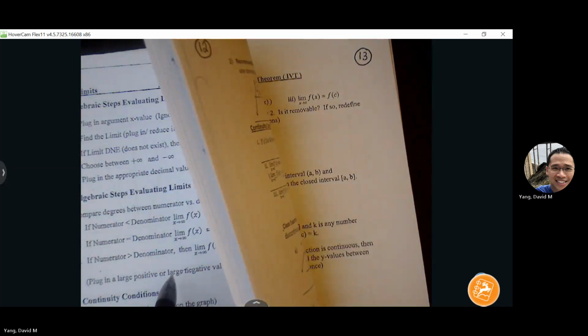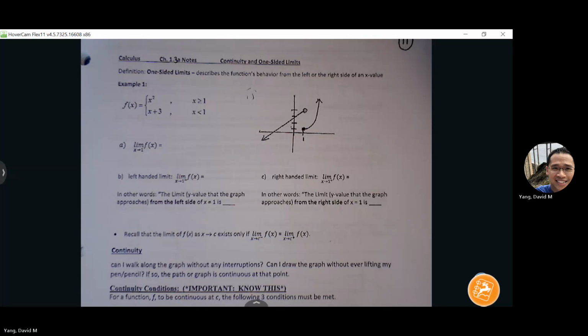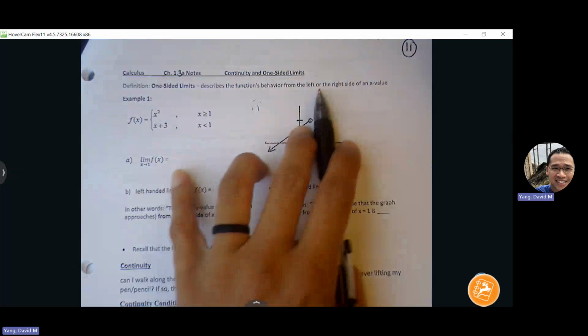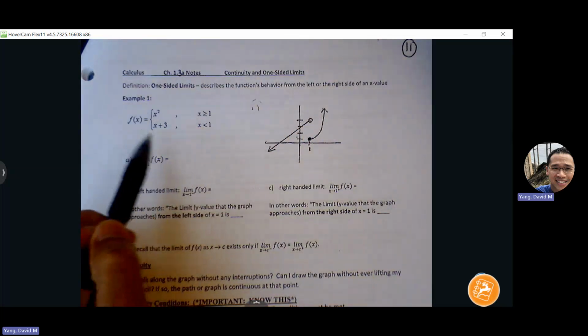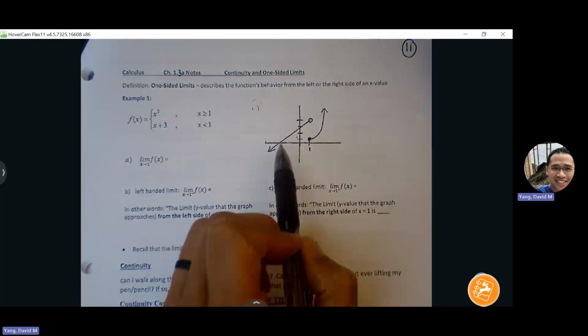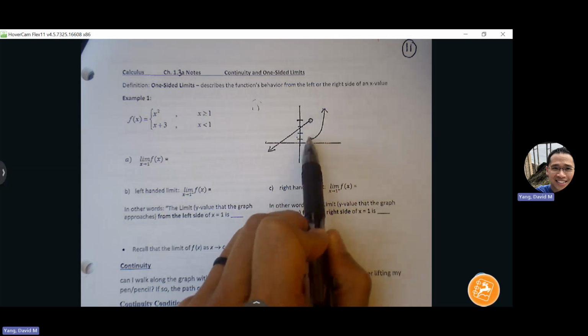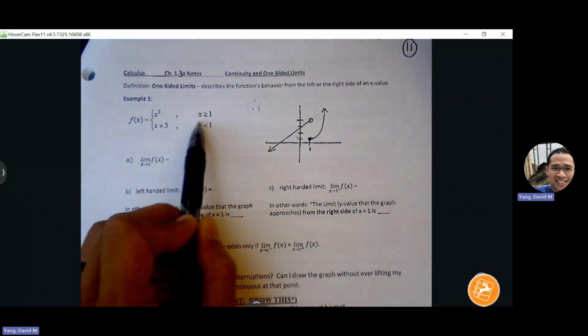All right, page 11. A one-sided limit describes the function's behavior from the left or the right side of an x value. Let's say we had a piecewise function. You've got x squared to the right of 1. That's a parabola, but it's only showing the parabola to the right of 1. And then you've got x plus 3. That's a linear graph, and it's only showing to the left of 1.